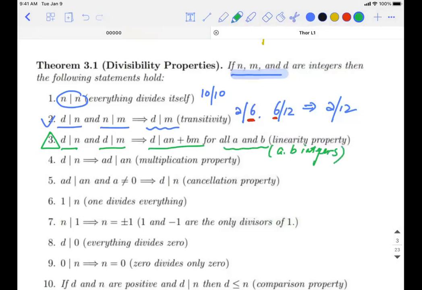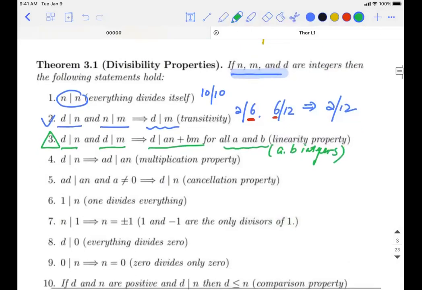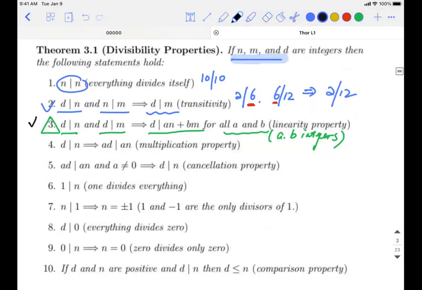What is that? I'll give an example. Let's say 3 is a divisor of 6, right? 3 is a divisor of 9. So 3 must be a divisor of 6x plus 9y, as long as x and y are integers. Does it make sense? Any kind of combination between 6 and 9 must also be divisible by 3.